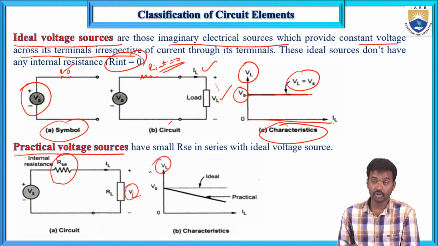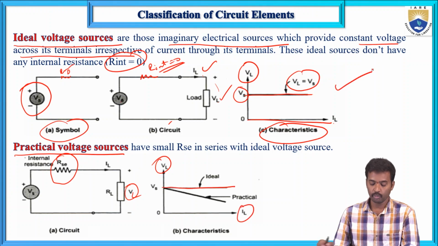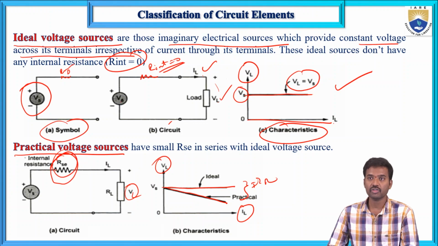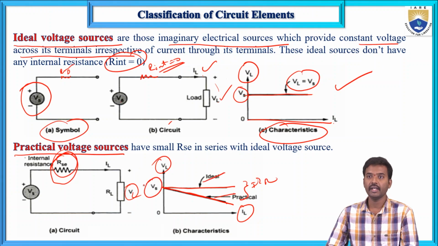Now if you draw the graph of the characteristics, VL and IL, this is for ideal, already we discussed. In the practical case, there is a drop, that is the I square R drop, because of this resistance. So the characteristics should be like this. This is for the practical case, and this is for the ideal case.